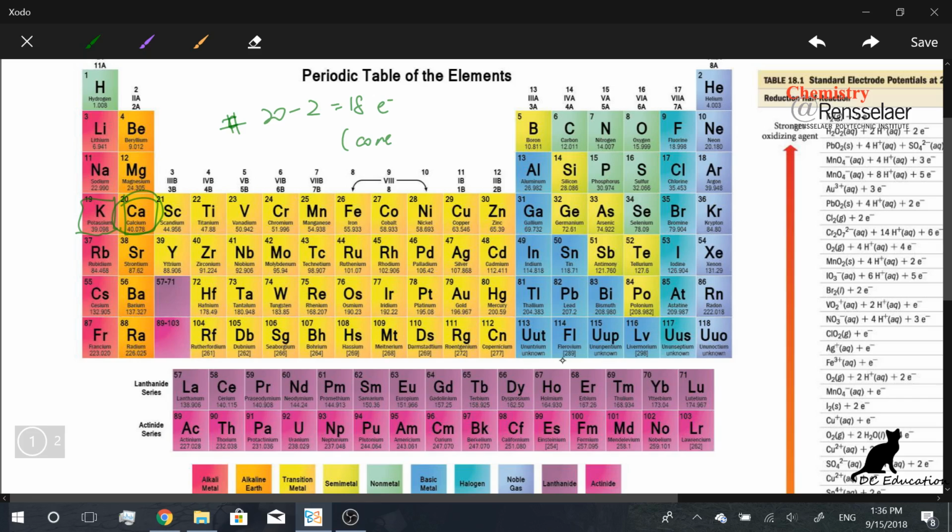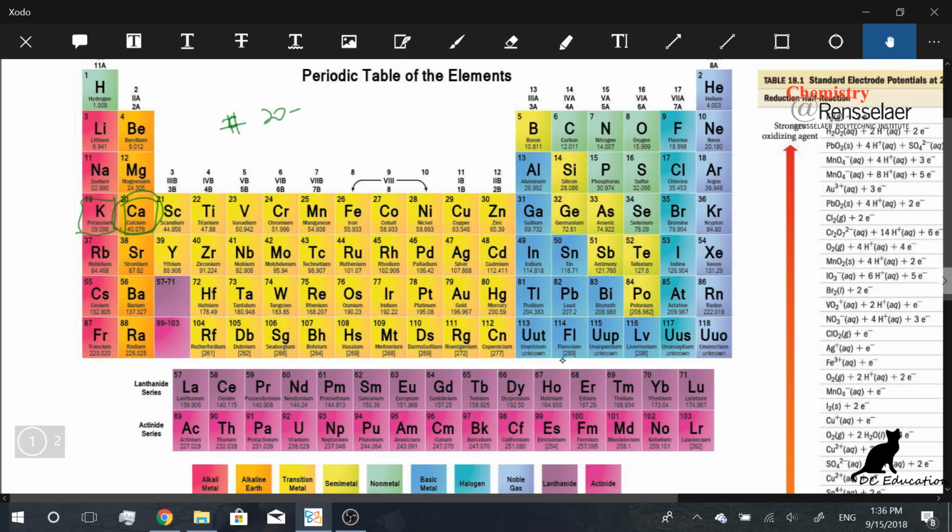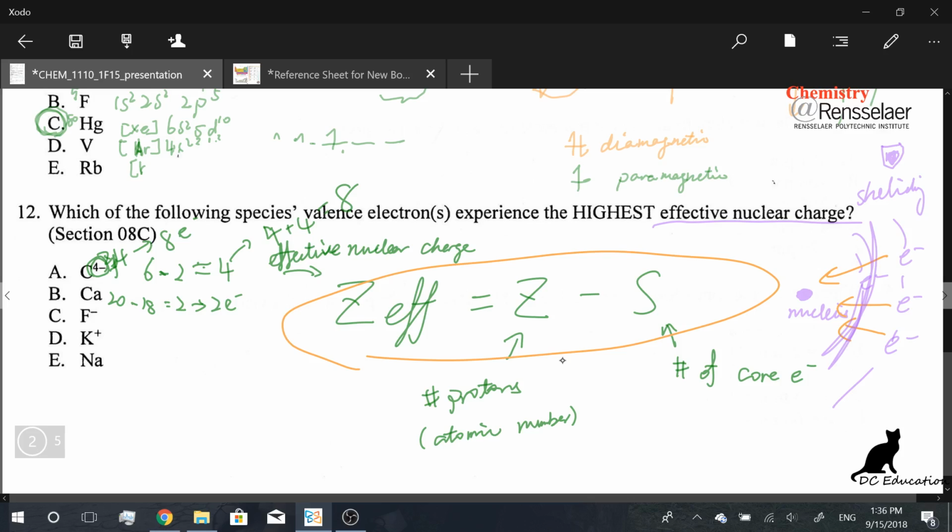I will not write out the entire word. Yeah, and so those are the core electrons. And there's a 20, and this means this atom actually holds 20 protons in its nucleus. Let me try to go back and see if that works. So that's how you get this number.